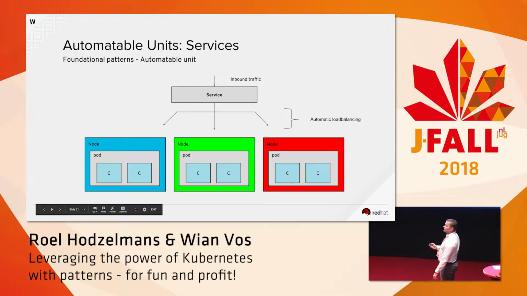Next automatable unit is a service. Already touched upon it earlier on. So a service is a table construct that keeps track of the actual physical IP addresses of the nodes where certain pods are scheduled. So when you deploy a service, in fact, you say, all right, Kubernetes, I want you to keep track of this group of pods that make up my application so that actual incoming traffic for your application will get routed to the exact node it needs to go.